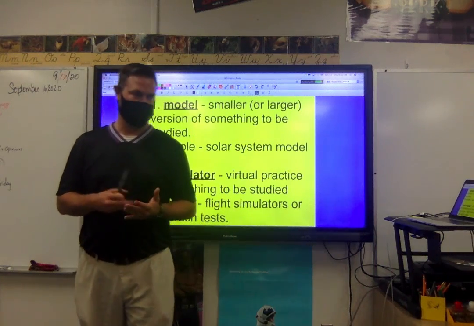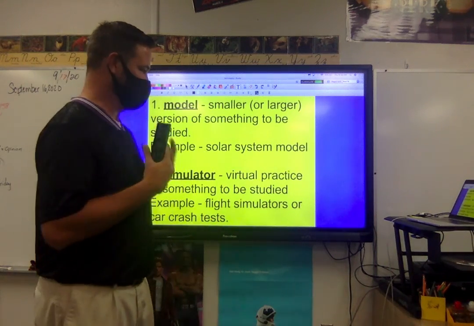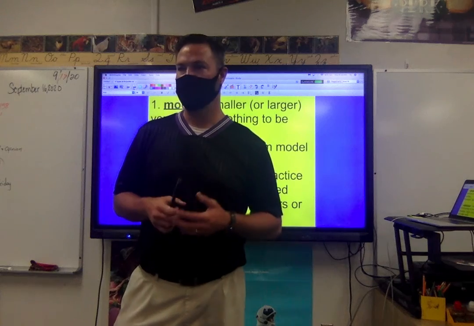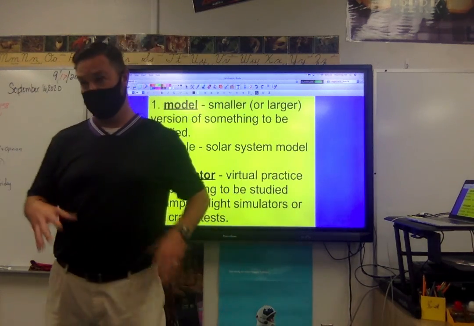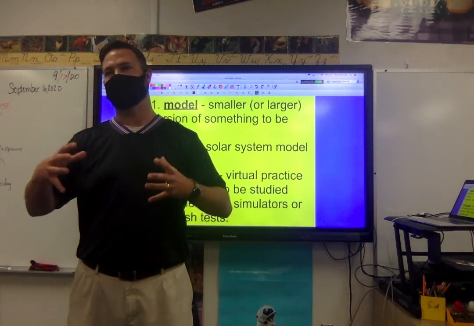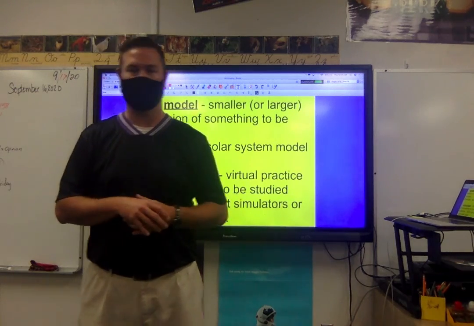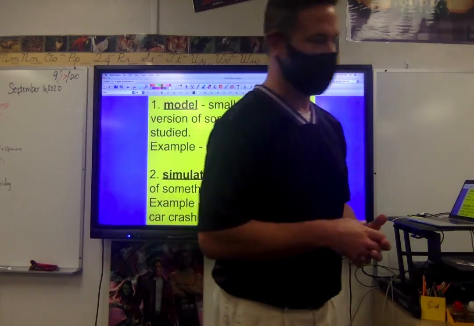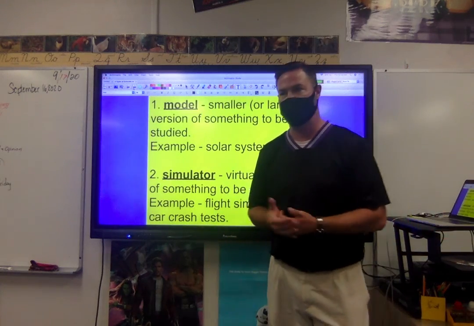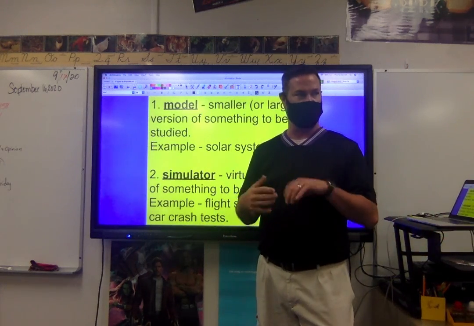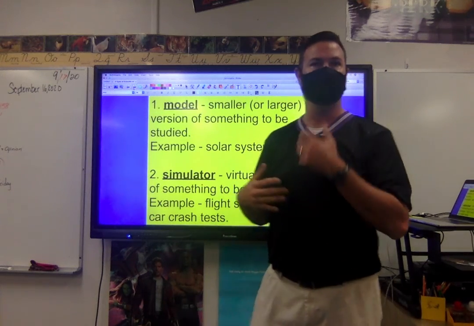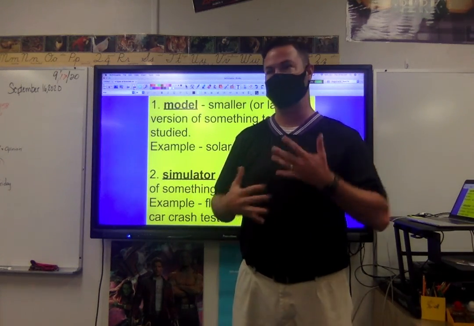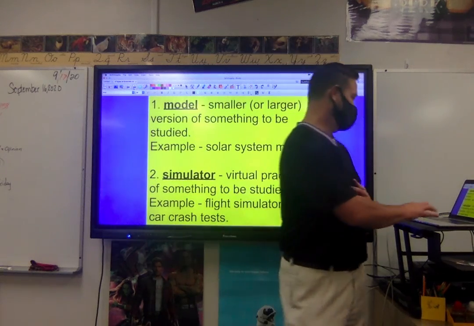So yesterday we were talking about the 5 different types of investigations, and we said that we can have a model, like we talked about the model of the solar system. We have that because it's too big for us to go and observe ourselves. We also had the simulators, like the flight simulators that people use to practice because it would be too expensive, or it could be too large to actually try to practice stuff on.